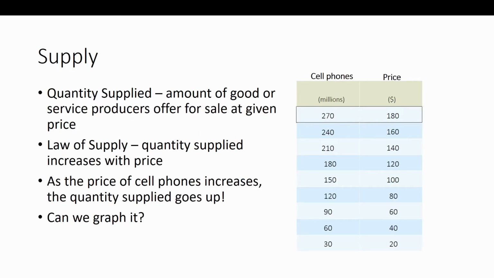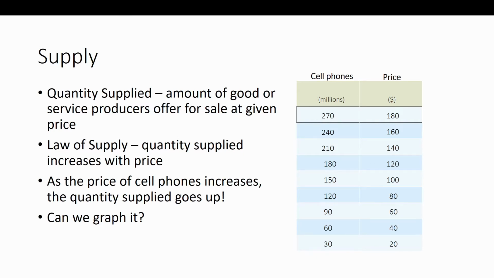Let's take a look at a quick example here. We're going to stick in the cell phone market, and we'll look at the price of cell phones increases. The quantity of cell phones is also increasing, right? If the price is $20, then we're only going to be willing to sell 30 million cell phones. Whereas if the price goes up to $120, we're willing to sell 180 million cell phones.